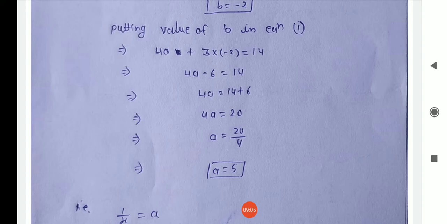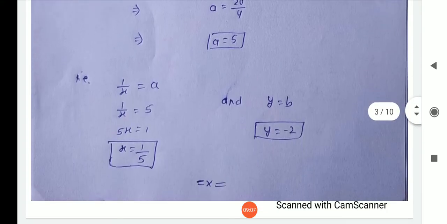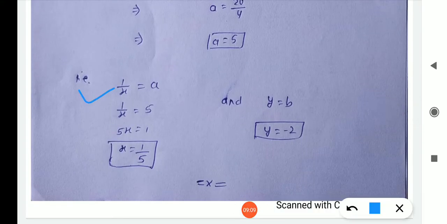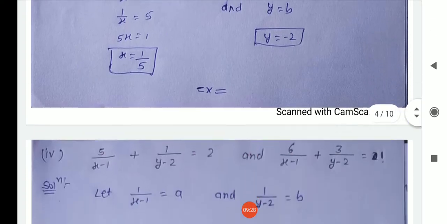So now we find the value of x and y from a and b. We let 1 upon x equal a. So 1 upon x equals 5. It means 5x equals 1, we cross multiply. So x equals 1 upon 5. And y equals b, so y is minus 2. That is, x equals 1 upon 5 and y equals minus 2 is our solution.